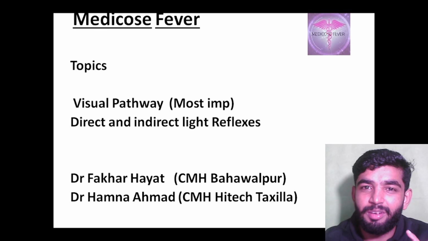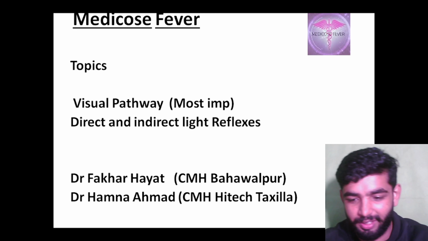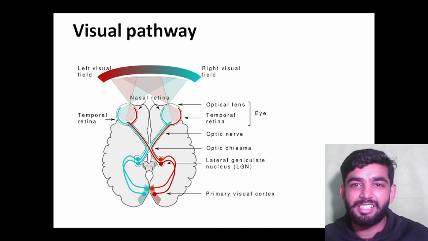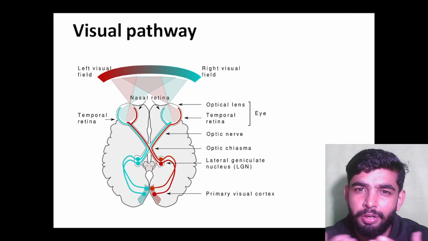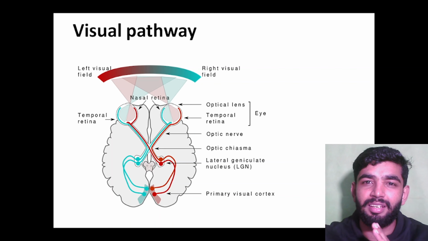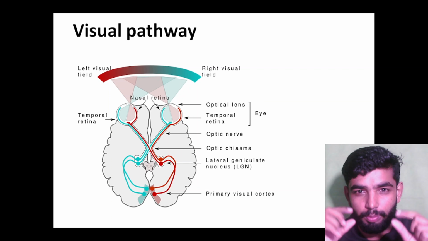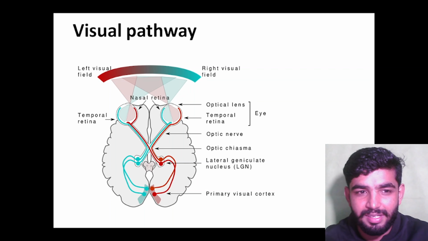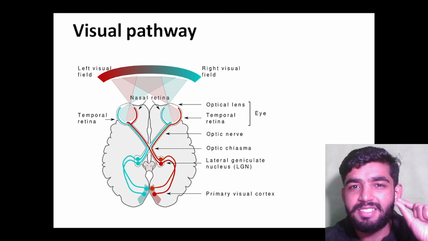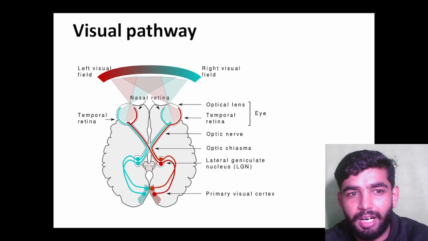Today we will discuss one of the most important topics of the eye: the visual pathway, and the direct and indirect light reflexes. First we will discuss the visual pathway. What do you know about vision? Vision is how we can see anything toward our right side, left side, and above by our eyes. By this we can see anything in front of us, and this is called vision.